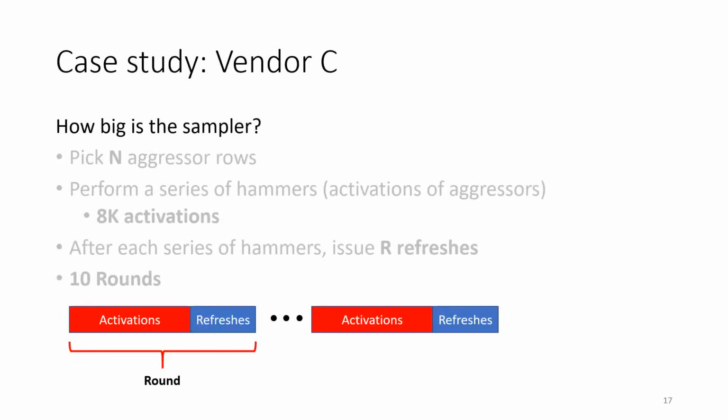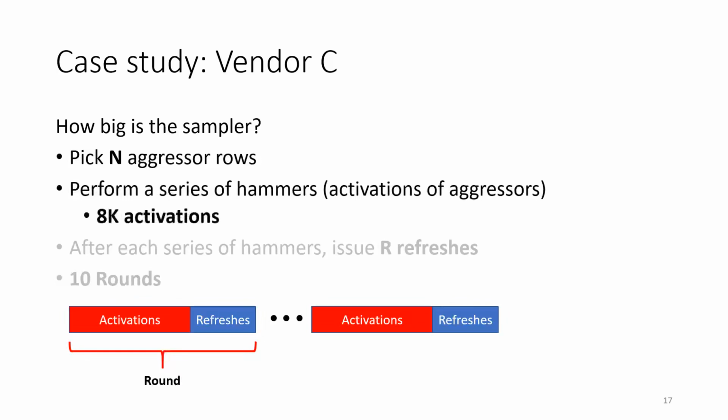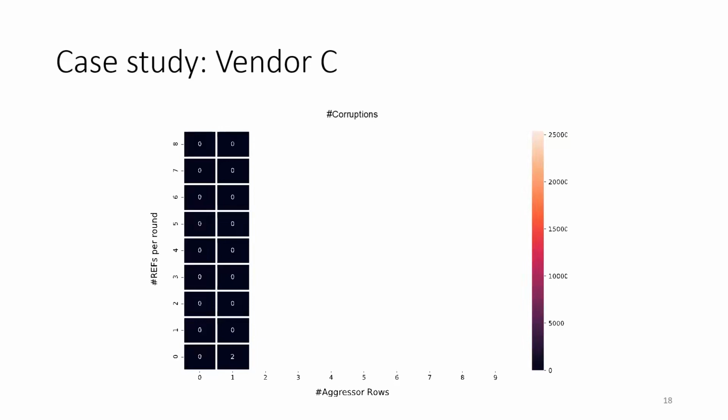By softMC, we completely disabled any refresh operation in the background. In each test, we pick n aggressor rows and we perform a series of hammers. We issue 8,000 activations for each aggressor row. Then, with softMC, we issue a certain number R of refresh commands. We repeat this sequence of commands for 10 rounds, and then, after 10 rounds, we look for hammer bit flips. The following slides will show the result. Try to focus your attention only on the meaningful part I'm going to describe.